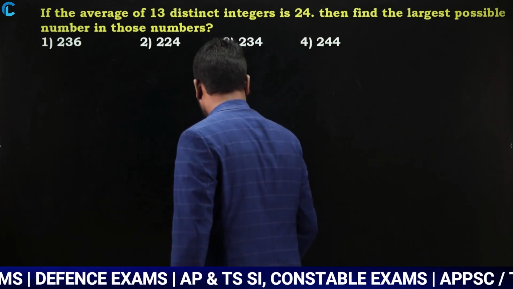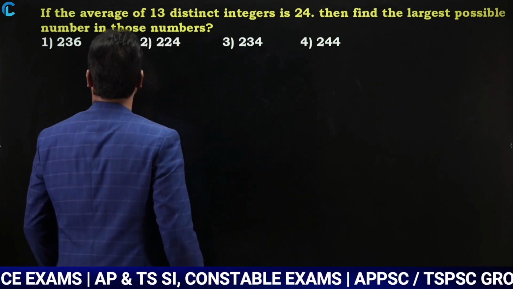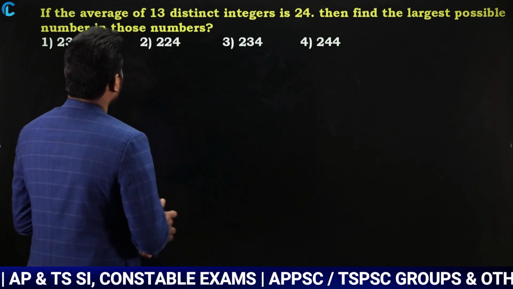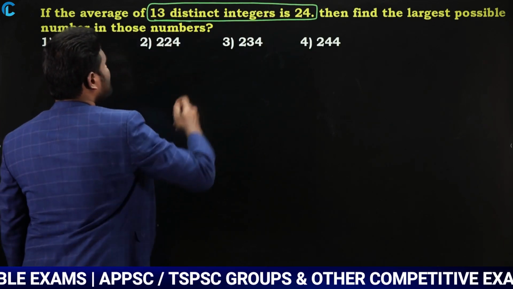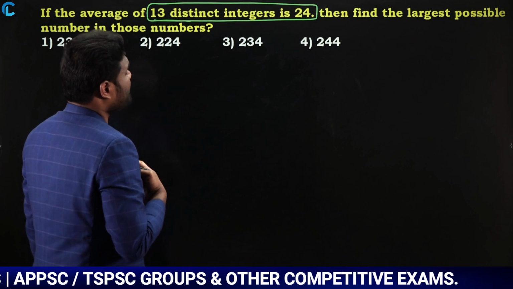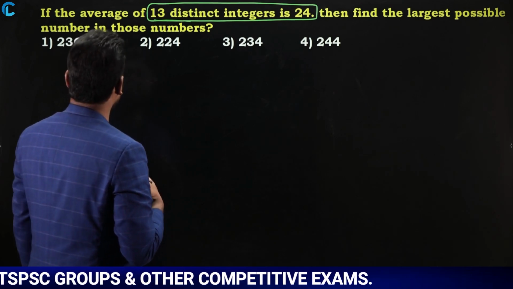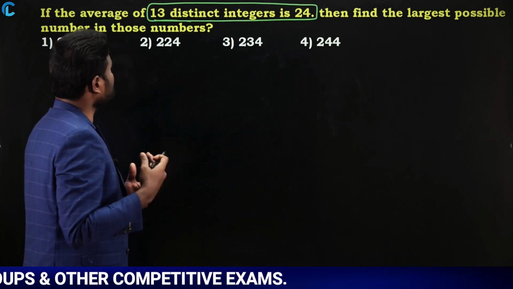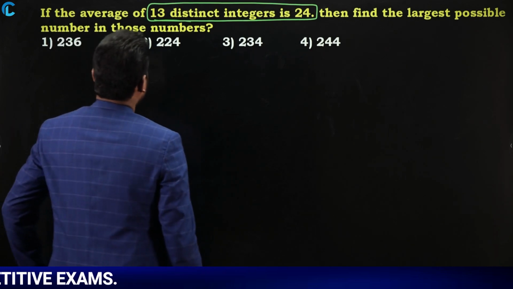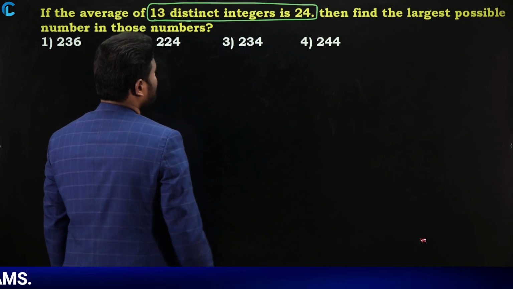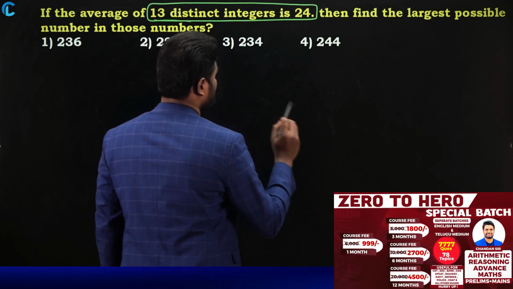Let us look at the next one. What is your next question? If the average of 13 distinct integers is 24, then find the largest number among those numbers. We are supposed to find the largest number. Let us look at that. It is saying the average of 13 distinct integers is 24.